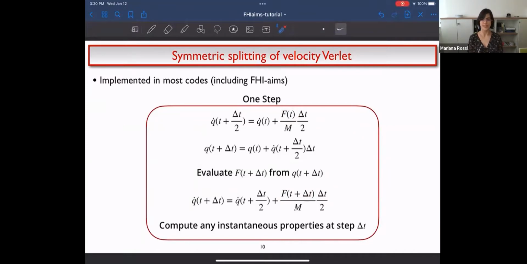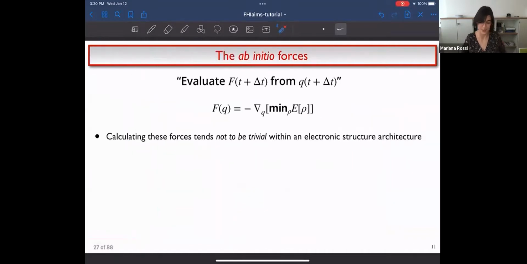So that's it. And that's how you will then evolve in time. You have to choose delta t. I'll talk about that. And you have to somehow evaluate the forces from this position. And that is where most of the science goes into if you're talking about ab initio MD, because you have to calculate ab initio forces, right? So this line that I had there, evaluate f of t plus delta t from q of t plus delta t, involves evaluating an ab initio force.